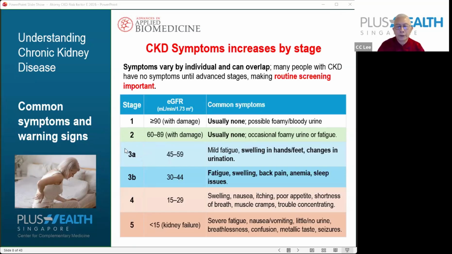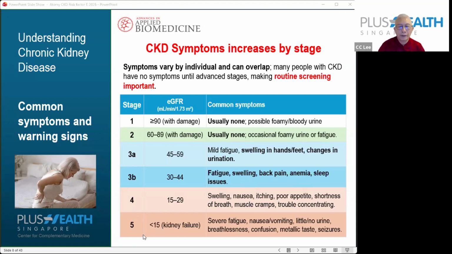So in stage 3, you will see symptoms like fatigue, swelling in hands and feet, and changes in urination coming up. In stage 3B, fatigue gets more severe, and the swelling gets more severe. Then you will also have symptoms of back pain, anemia, and sleep issues coming up. At stage 4, which is when your kidney function is less than 30%, you will have severe swelling, itchiness, poor appetite, shortness of breath, muscle cramps, and trouble concentrating. These are all very serious symptoms of kidney failure, right?